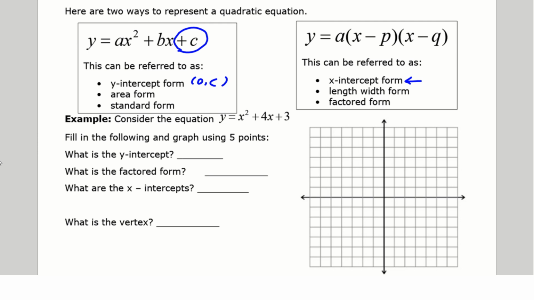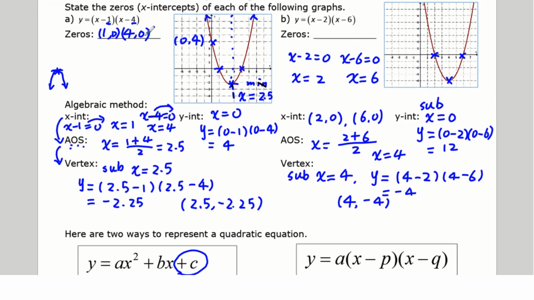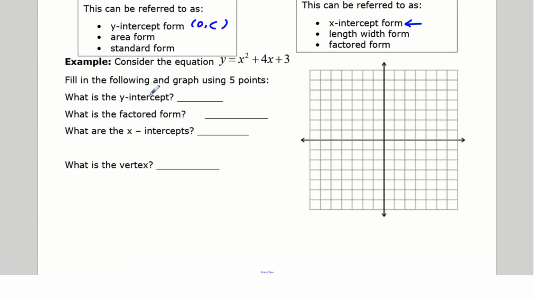So we are going to consider the method we used here: from factor form, find zeros, find axis of symmetry, find vertex to solve this question. Okay, consider the equation y equals x squared plus 4x plus 3. Then fill in the following information and graph using 5 points.